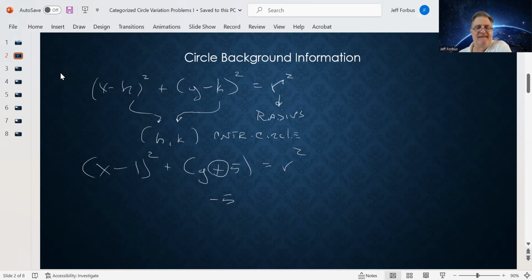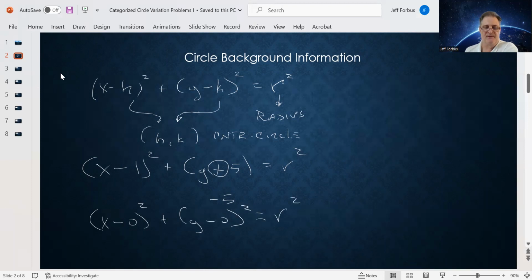Let's see. If the circle is at the origin, then what you'll have is x minus 0 squared plus y minus 0 squared is equal to r squared. And x minus 0 is just x, so it's x squared plus y squared is equal to r squared. So you could see the equation from this standpoint as well. And when you do, just remember that it's implying that the circle is at the center of the coordinate plane. All right, with that being said, let's move forward to the first question.